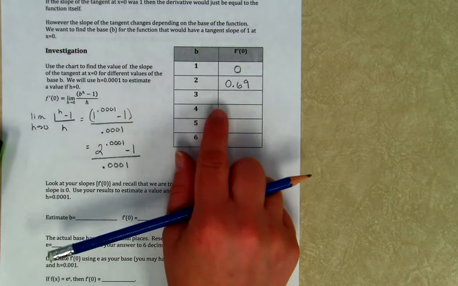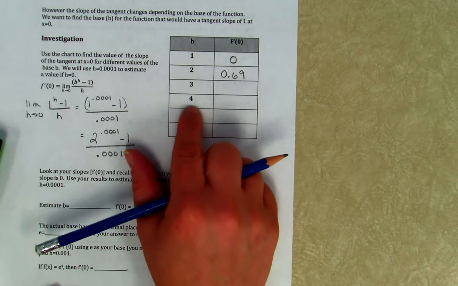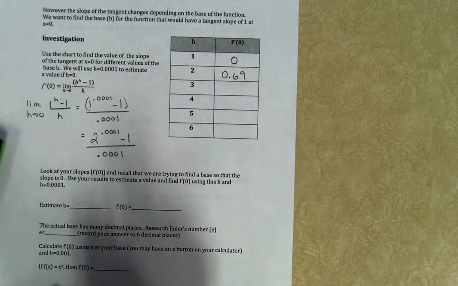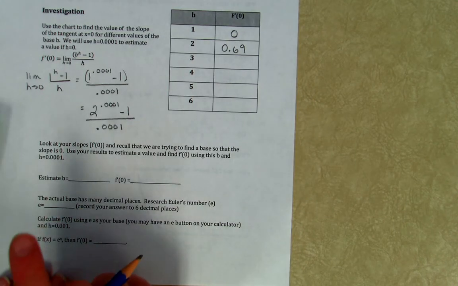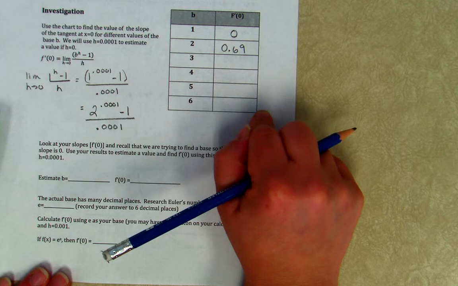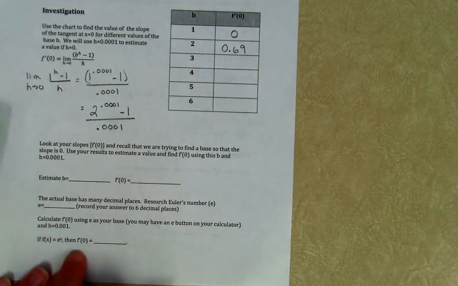What I would like you to do now is repeat this process for 3, 4, 5, and 6. Write your answers in here, and always remember that we're looking for the one that has a slope of 1. These are the slopes of our tangents. So we're going to use that information to finish this activity.